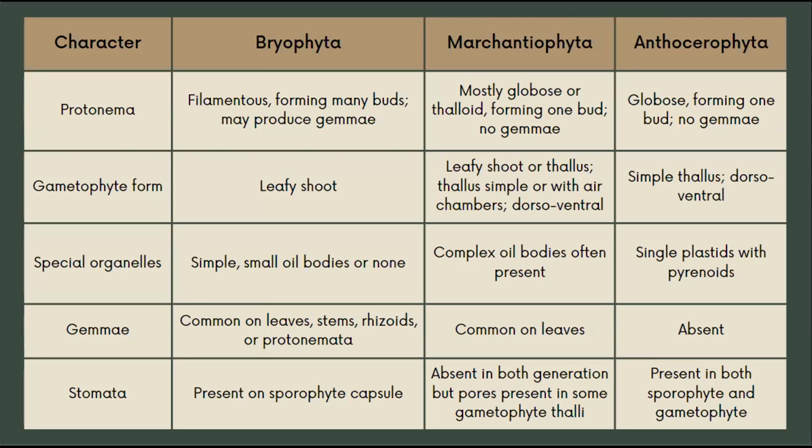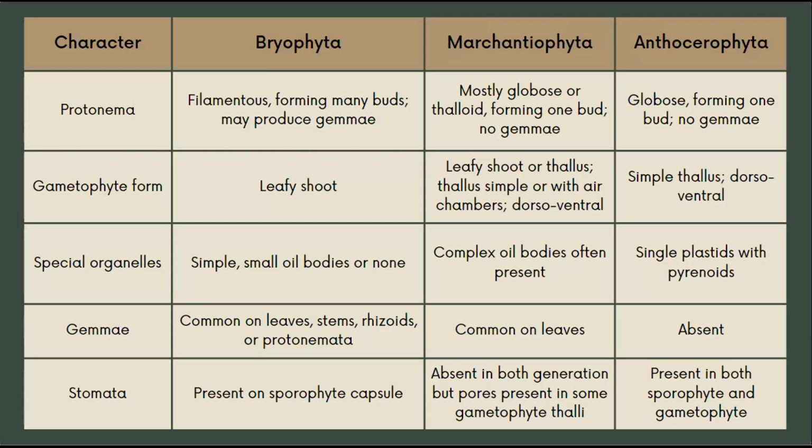Next is the gametophyte form, also known as the sexual phase in the life cycle of plants and algae. In the phylum Bryophyta, they have a leafy shoot. In the phyla Marchantiophyta and Anthocerophyta, they have a simple thallus and are dorsoventral. So for the special organelles of the phylum Bryophyta, there are simple, small oil bodies or none at all. For Marchantiophyta, they have complex oil bodies, while for Anthocerophyta, they have single plastids with pyrenoids.